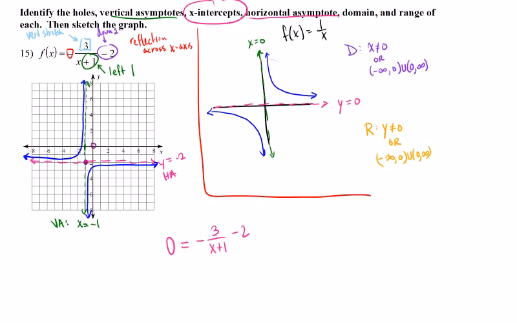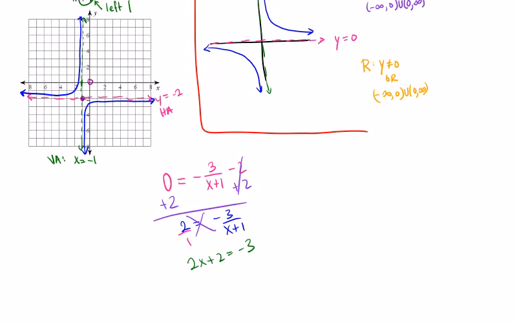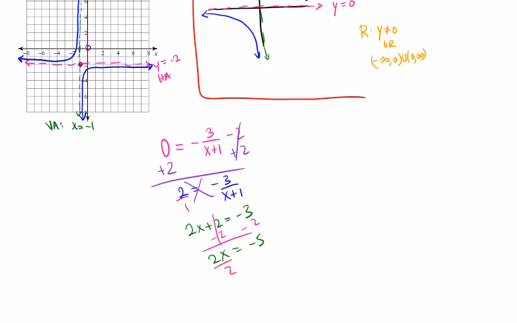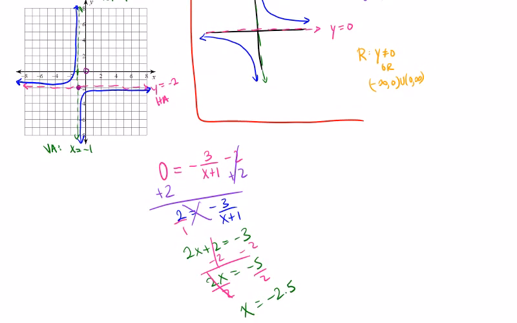What I would do is add 2 to both sides, and we would get 2 equals -3 over x plus 1. Then we could think of this as a fraction and cross multiply. So we would get 2 times x plus 1 is 2x plus 2, and then 1 times -3 is -3. Then we could subtract 2 from both sides, and we get 2x equals -5. Then we divide by 2, and so we get x equals -5 halves or -2.5, however you want to put it. And so -2.5.